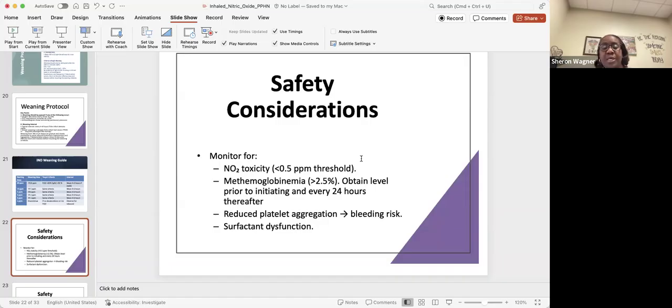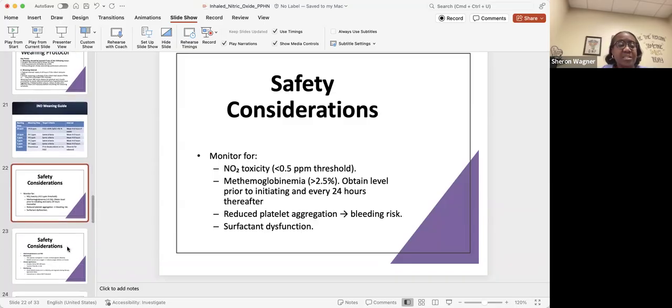You should also make sure that your baby's platelets are within normal because nitric oxide can reduce platelet aggregation, and the baby might be at risk for bleeding. This is especially very, very important for your premature babies that might be at risk for intraventricular hemorrhage or pulmonary hemorrhage. And nitric oxide in high levels can also cause some surfactant dysfunction.